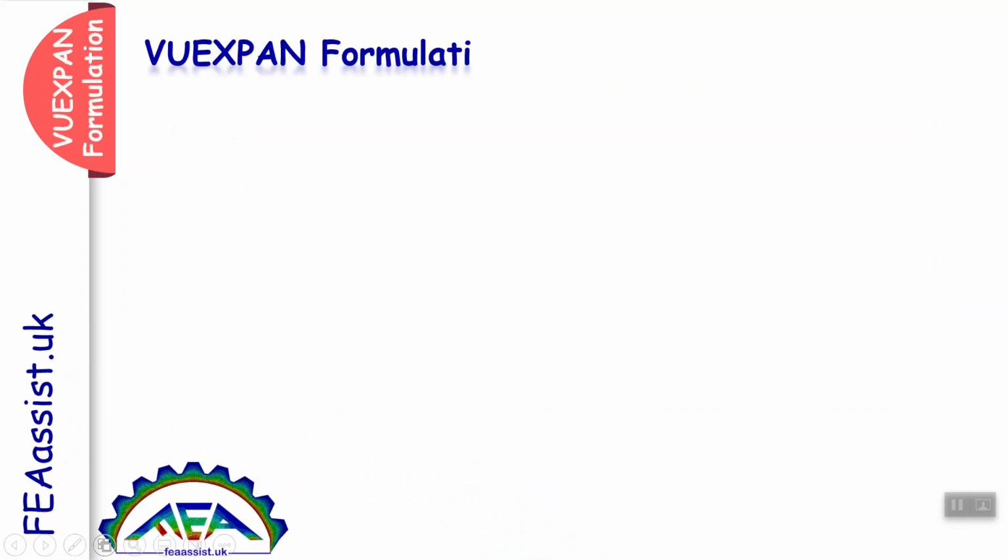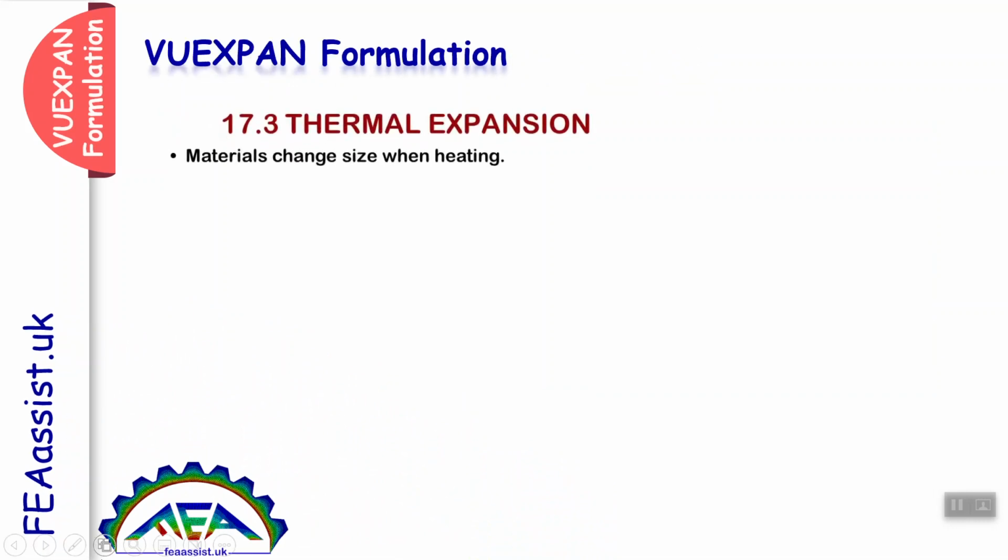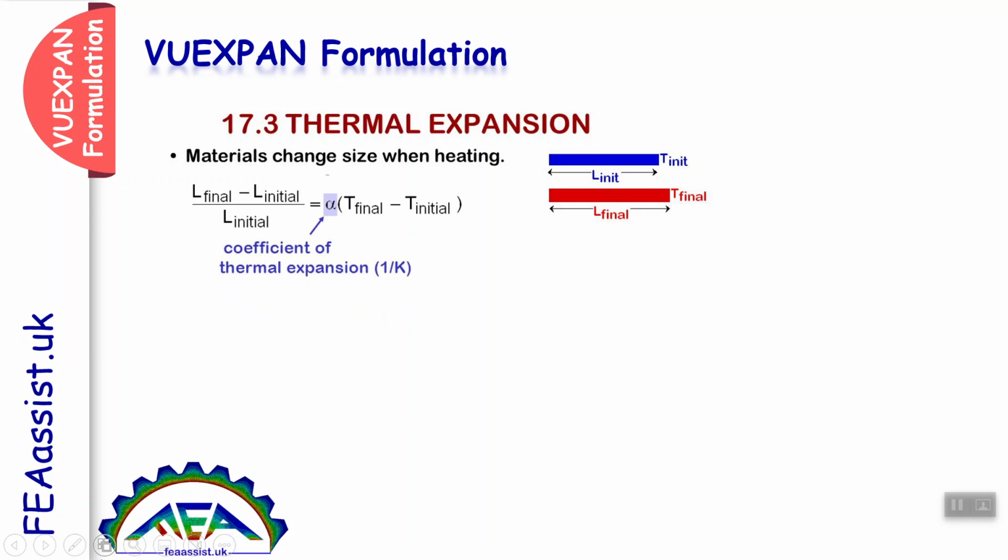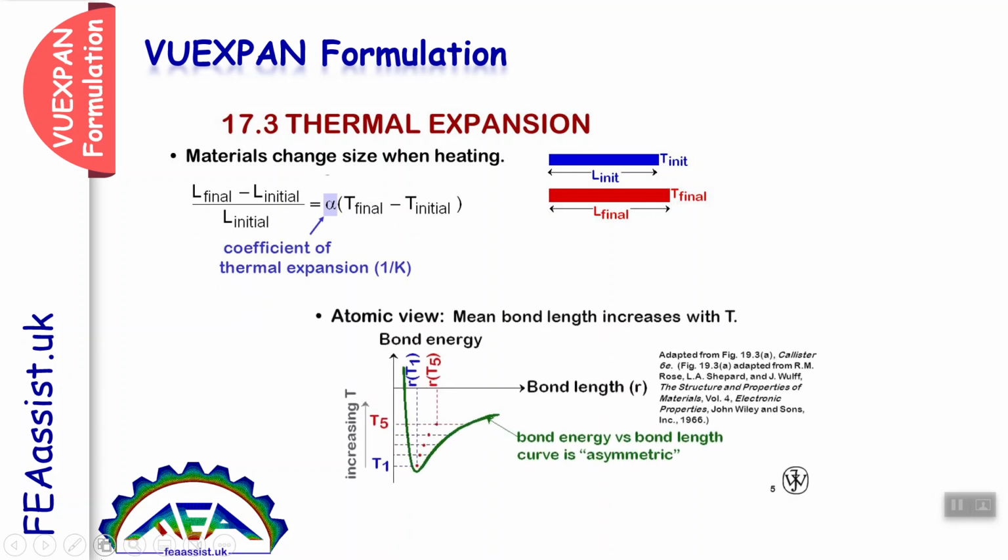VUMAT formulation. Materials change size when heating. In other words, if you increase the temperature of a sample, the length of the sample in all directions will increase. How much? It depends on the thermal expansion coefficient. Why? If you have a look at the atomic view, we will find that the distance between atoms increases in heating, and this is the reason for thermal expansion.